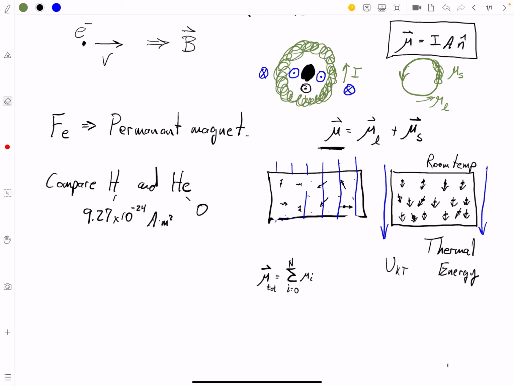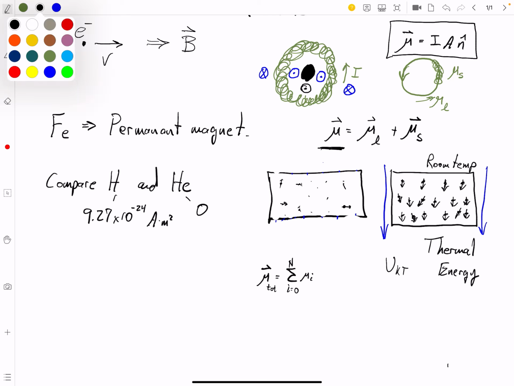Look at me go. Oh, look at that. Okay. All right. I got rid of the magnetic field, finally.